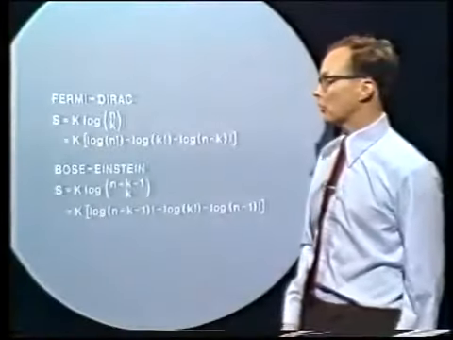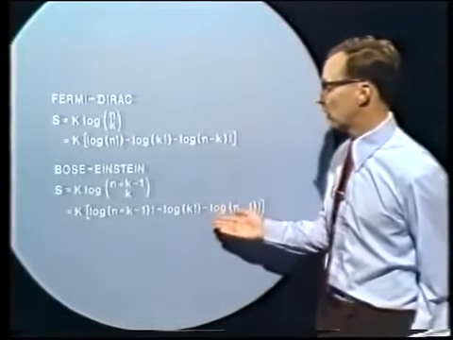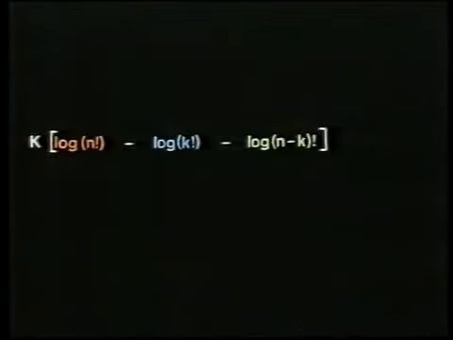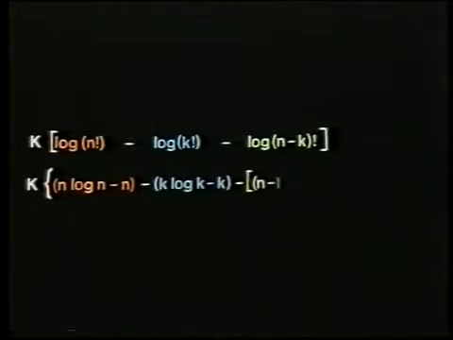So now we've got this approximation, let's substitute it back into these expressions for the entropy. And we'll start with the Fermi-Dirac case. Log of n factorial, that's just n log n minus n. Log of k factorial, k log k minus k, and similarly for the last term.